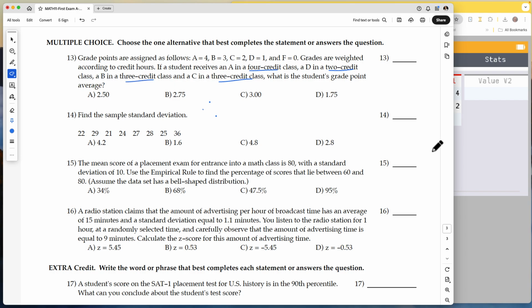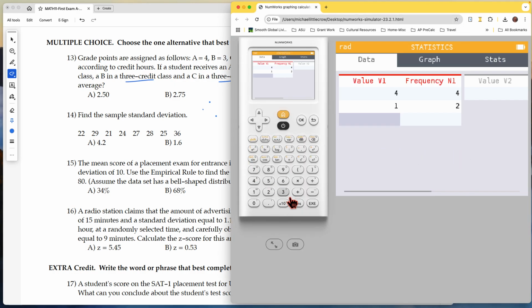A B in a 3 credit class, a B is worth 3, so in this case we get 3 and we get 3 credits, weighted means, right? And a C in a 3 credit class, a C is worth 2 points, 2 grade points, and it's a 3 credit class.